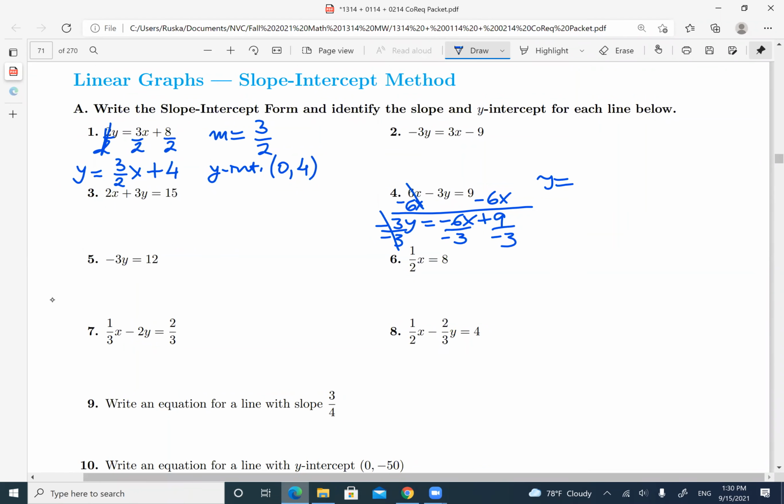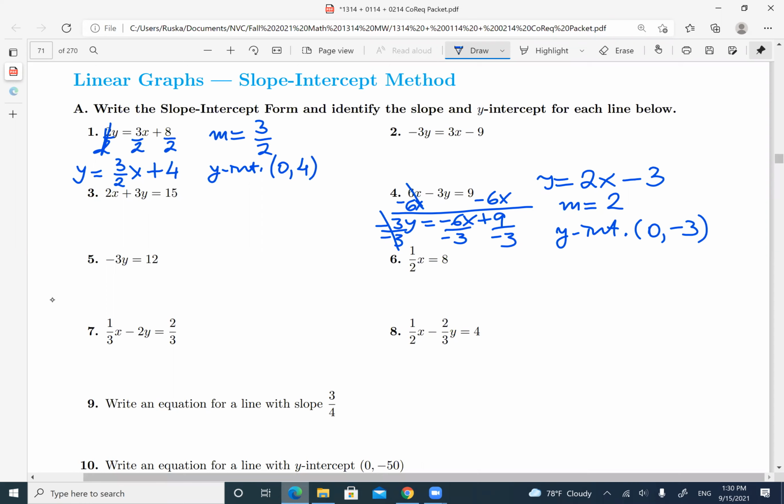negative 6 divided by negative 3 is what? Positive 2. Positive 2x, good job. And then 9 divided by negative 3? Negative 3. My bad. Yes. So that's my equation in slope-intercept form. Now, what is the slope? M is what? M is 2. The slope is 2. And the y-intercept is? 0, negative 3. Good job. That's right. Okay. So everybody understand how to do this?